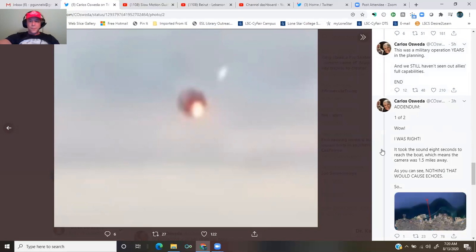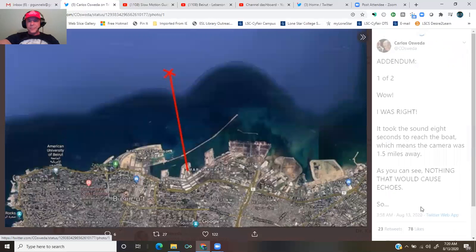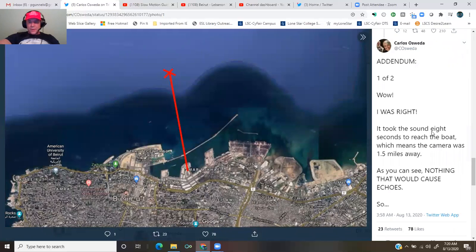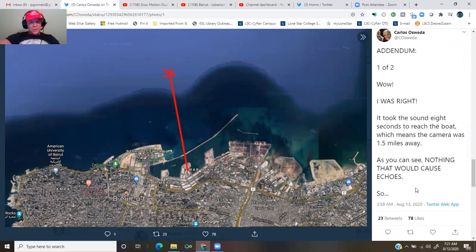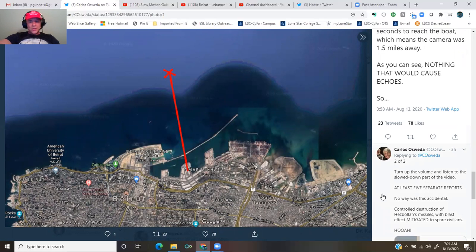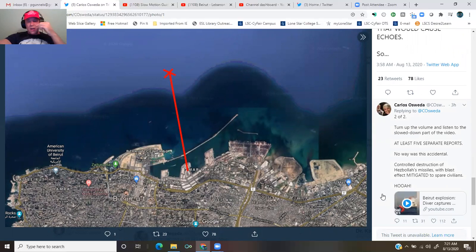Addendum, 1 of 2. Wow, I was right. It took the sound 8 seconds to reach the boat, which means the camera was 1.5 miles away. As you can see, nothing that would cause echoes. So turn up the volume and listen to the slowed down part of the video.